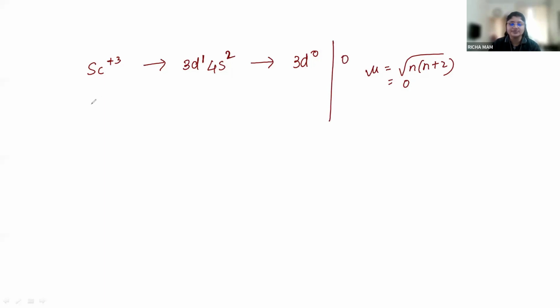Suppose now I take titanium plus 2. Can you calculate for titanium plus 2? Then find out for Mn plus 2, then find out for nickel plus 2, cobalt plus 2. So tell me the values.